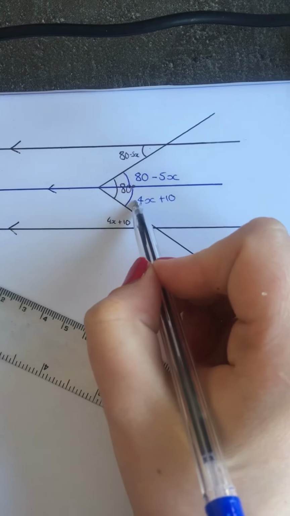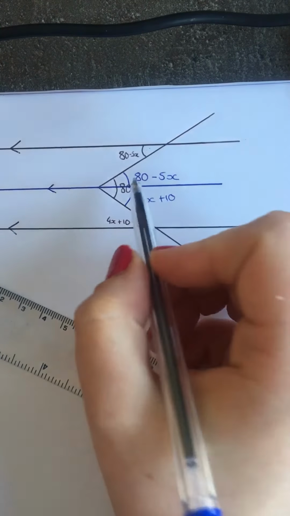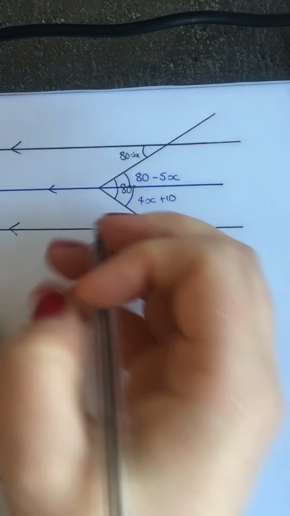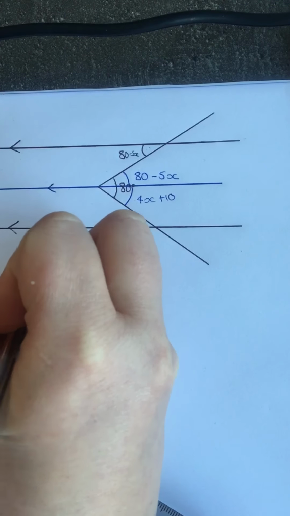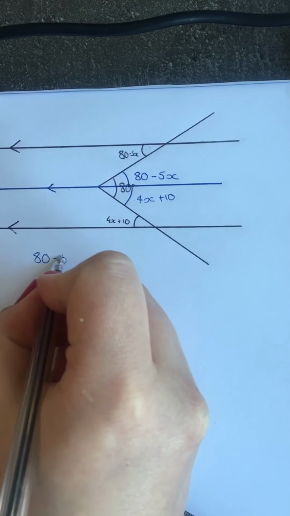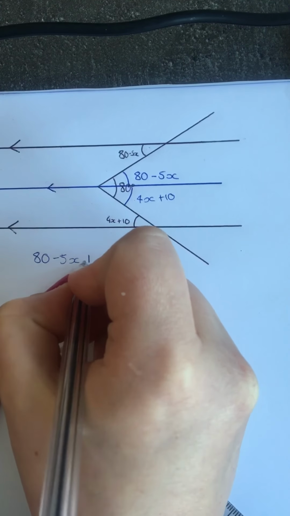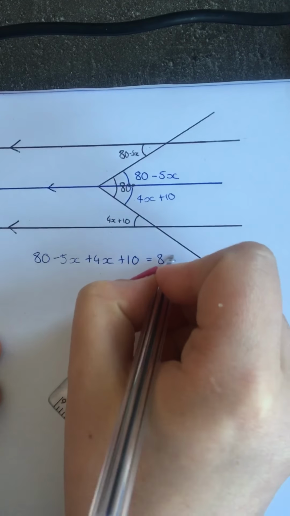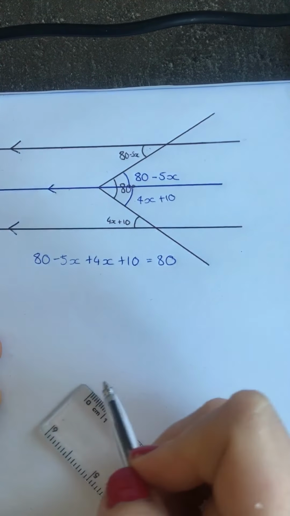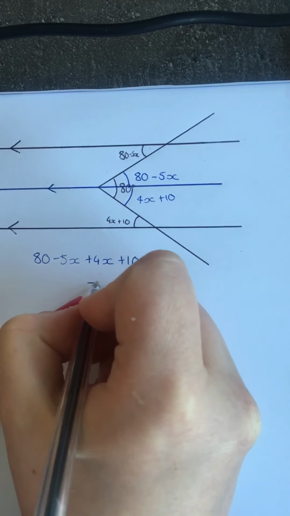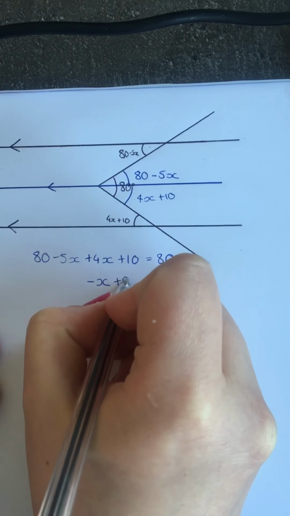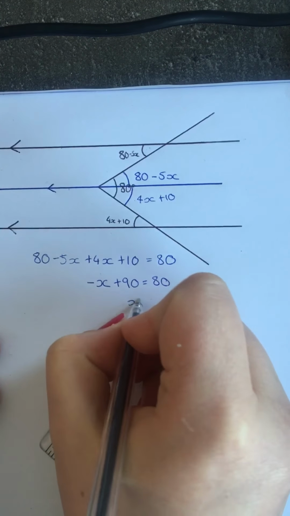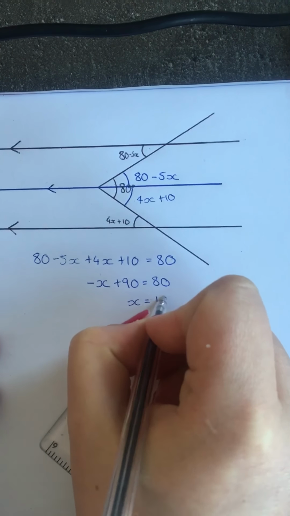Now we know the size of these two angles. What else do we know? Well, we know that this angle here altogether is 80. So you can say that 80 minus 5x plus 4x plus 10 is equal to 80. Collecting your like terms, you're going to have minus x plus 90 equals 80. So x equals 10.